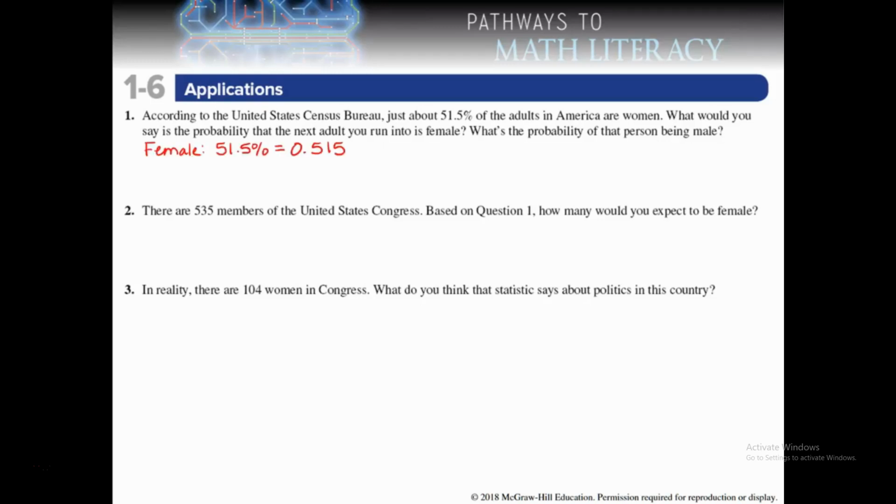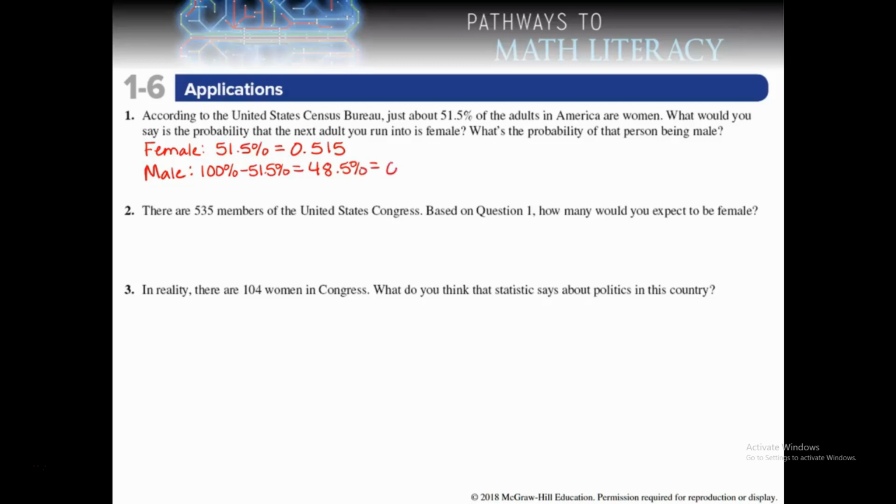Then it asks, what's the probability of that person being male? Well, to answer this question, we have to make an assumption that if a person is not female, then they must be male. This does leave out some cases, but the percentage is probably small enough to not throw the statistics off too much. So males then, if we make that assumption, would be the remaining percentage. So 100% minus 51.5% would leave us 48.5%, which is a probability of 0.485.